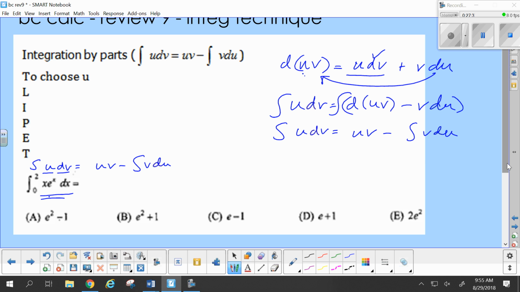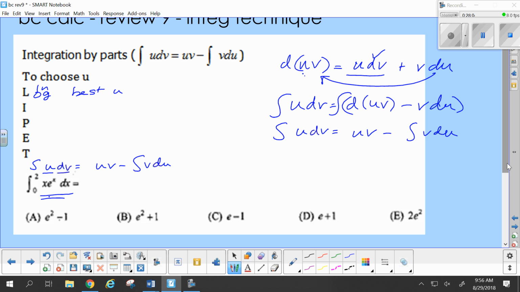Well, in choosing u, it's pretty common to use either the acronym LIPET or LIATE, depending on your teacher. LIATE starts with L for log. That's the best u, or natural log. Usually natural log. The best possible u is if there's a natural log in there, let u be that.